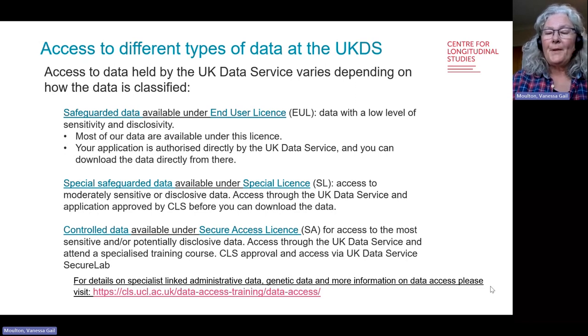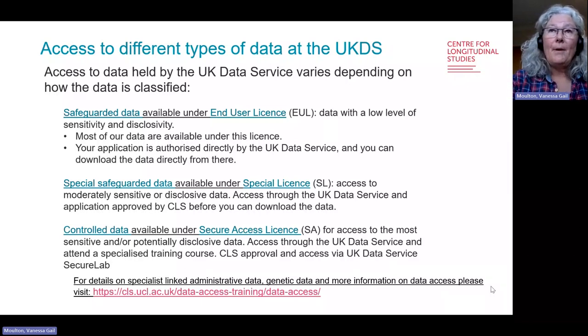Other data which is under special licence is moderately disclosive. So, for example, things like more specific geographical indicators or sensitive data like mortality data or more specific detailed physical and mental health information, this is available under special license. And the most sensitive or disclosive data is available under secure access license. So, for example, things like linked health data. In the following example I'm going to do, we outline how to access most of the data, which, as I mentioned, falls under end user license. And you can find out more about how to access the other more sensitive data on the CLS website. There are various different routes, which it would take me a while to go through, but it's best to look at that on the link below.